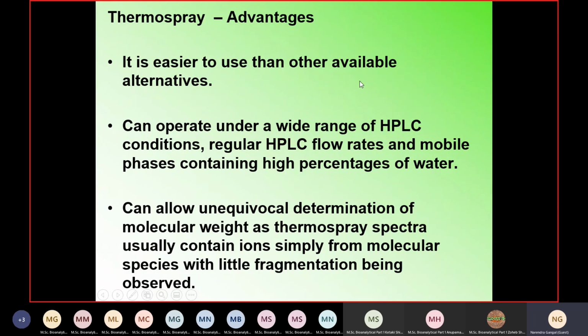It is much easier to use than other available alternatives; among those studied at that time, this was the easiest. It can operate under a wide range of HPLC conditions, including regular HPLC flow rates. A normal LC flow rate used to be around 1 ml per minute, and it allowed normal LC to couple with a mass spectrometer.